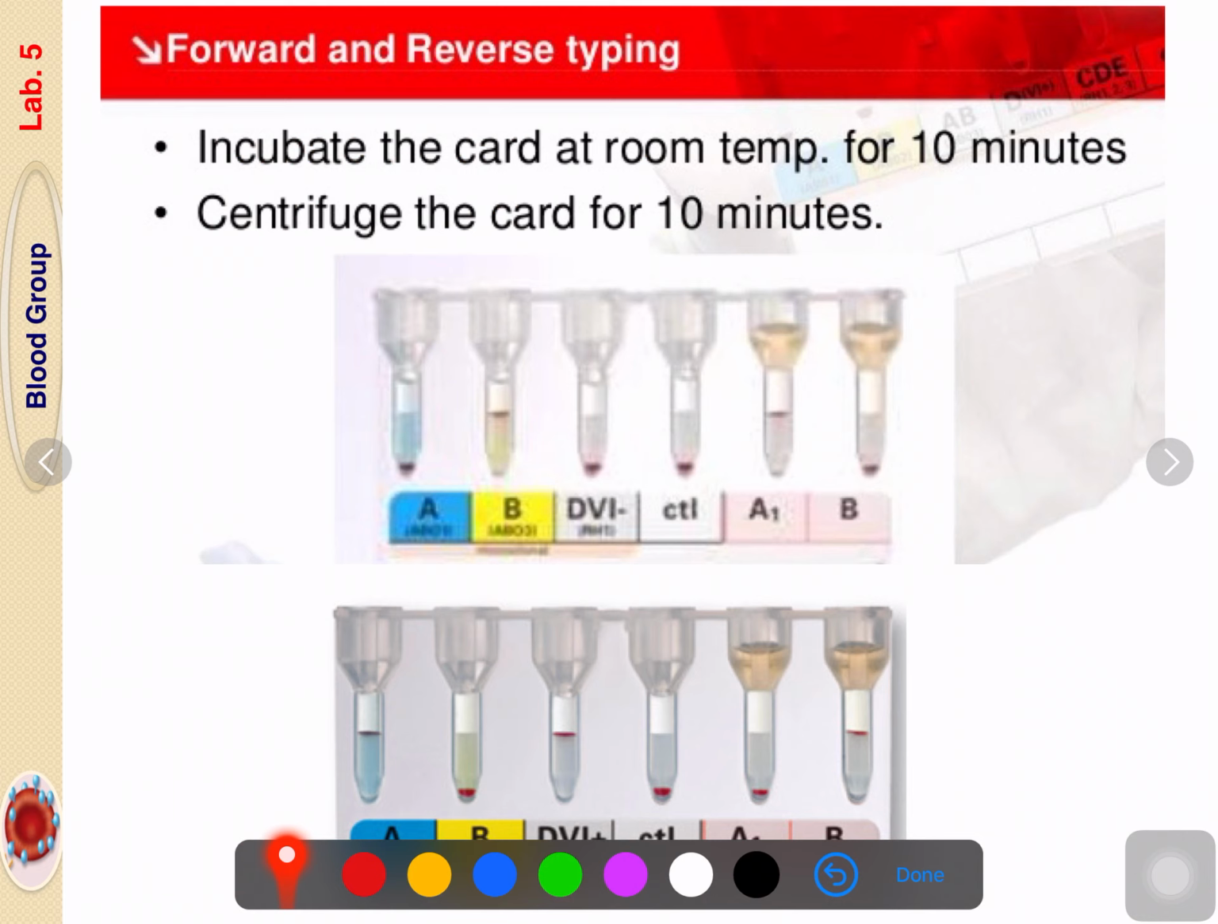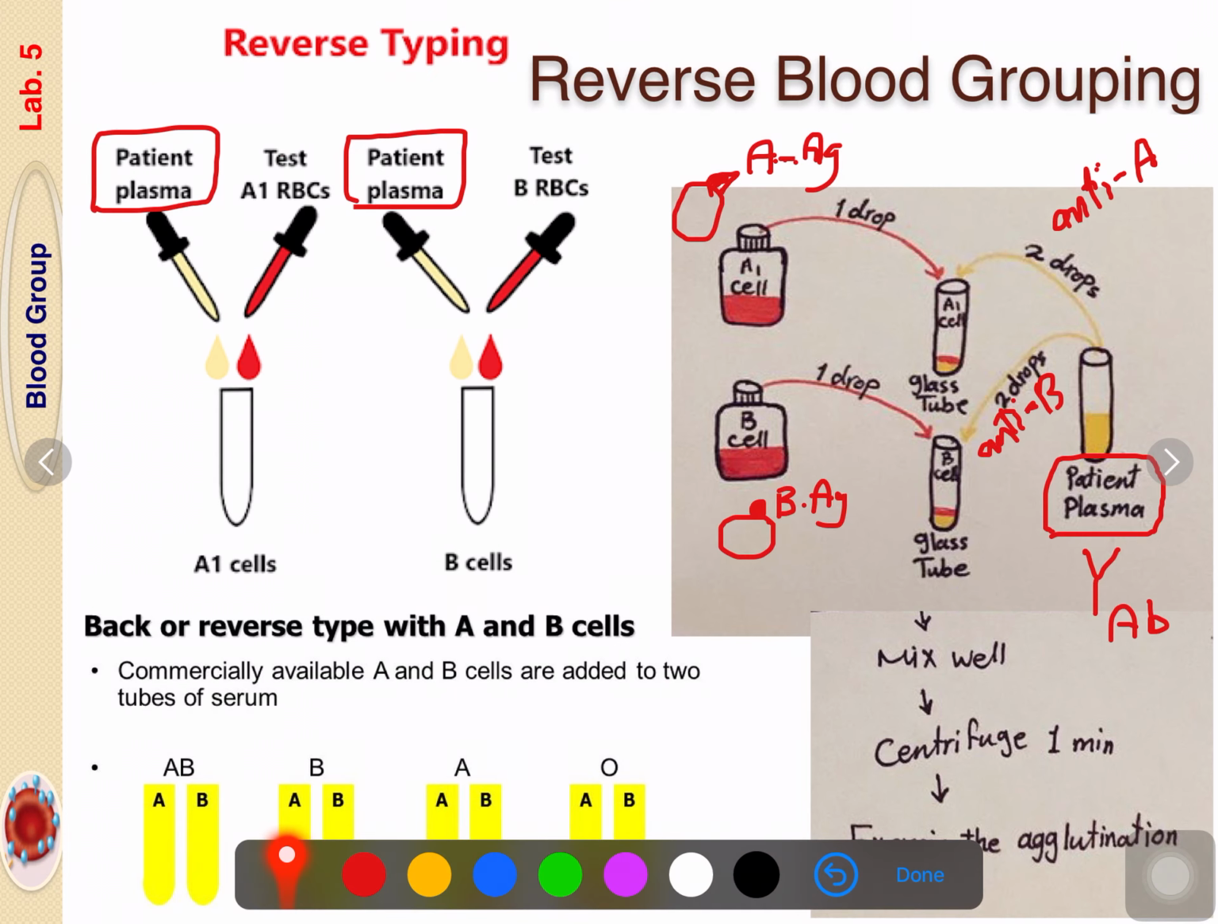So how to perform both of them, forward and reverse typing, by doing one test? Forward and reverse typing by using gel card. Okay, that's a gel card, and in this gel card we have microtubes. 1, 2, 3, 4, 5, 6 microtubes. A1, B1. It means from the previous slide we have A1 cell and B1 cell.